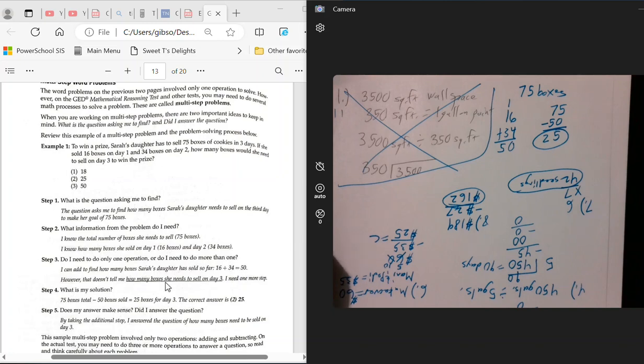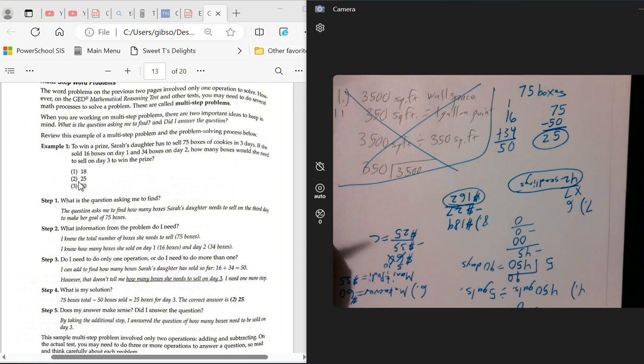However, that doesn't tell me how many boxes she needs to sell on day three. I need one more step. What is my solution? We would take the 75 boxes, which is the total, minus the 50 boxes sold over the 2 days, and that leaves us 25 boxes for day three, which we solved. So the correct answer is 25.